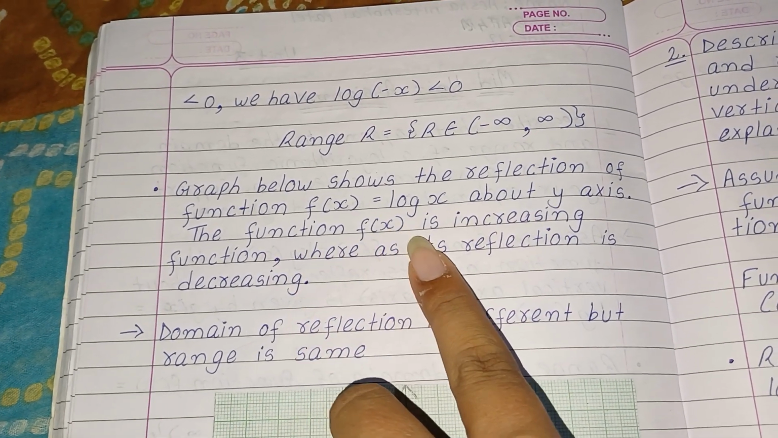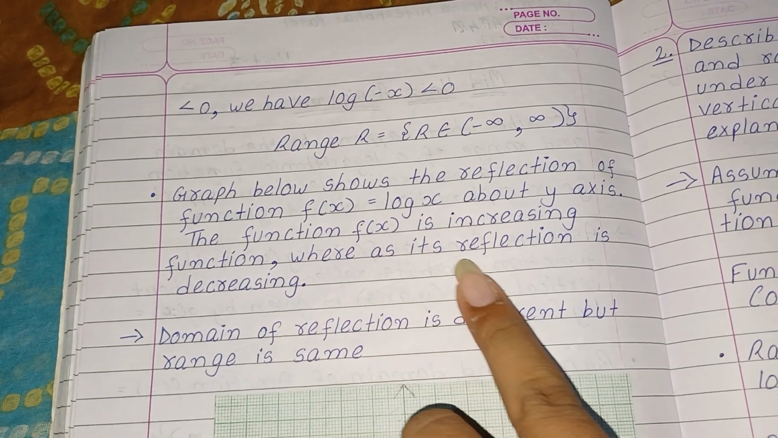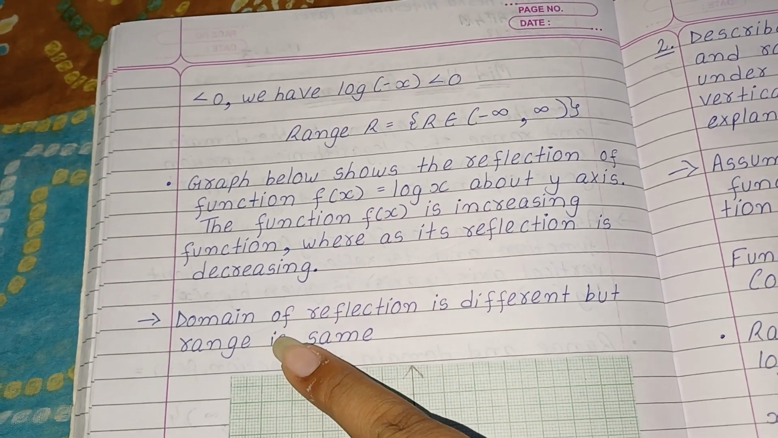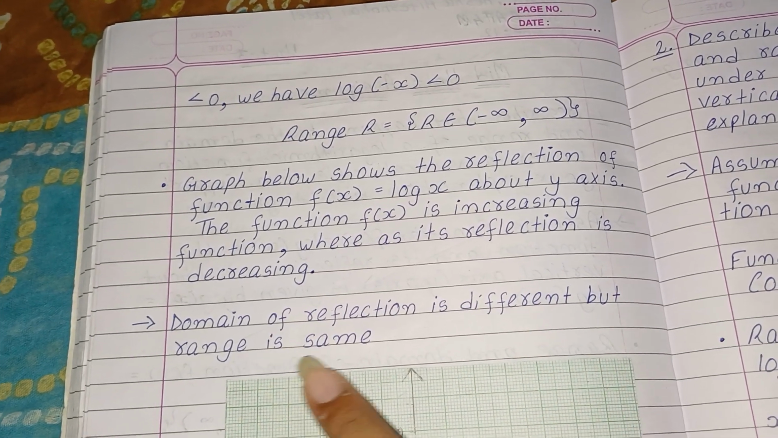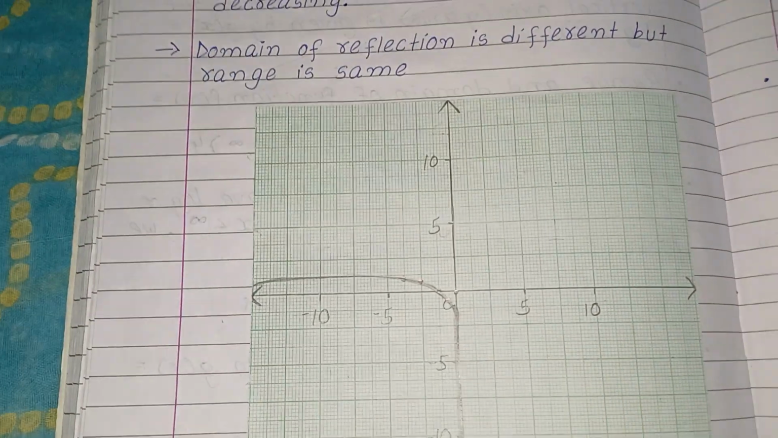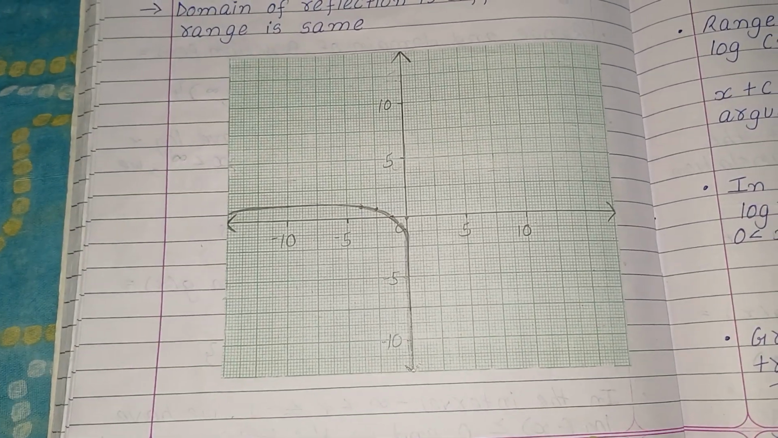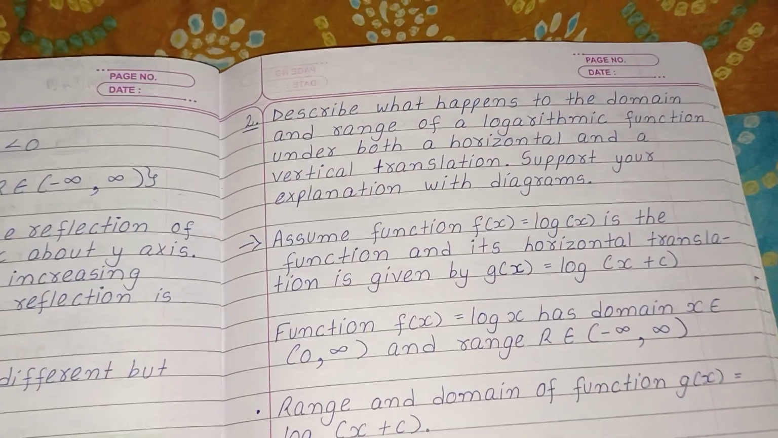The function f(x) is an increasing function whereas its reflection is decreasing. The domain of the reflection is different but the range is the same. Here is the graph. Now let's move to the second question.